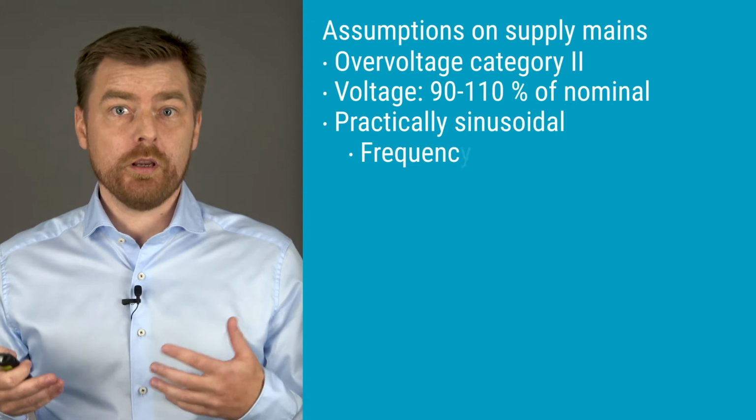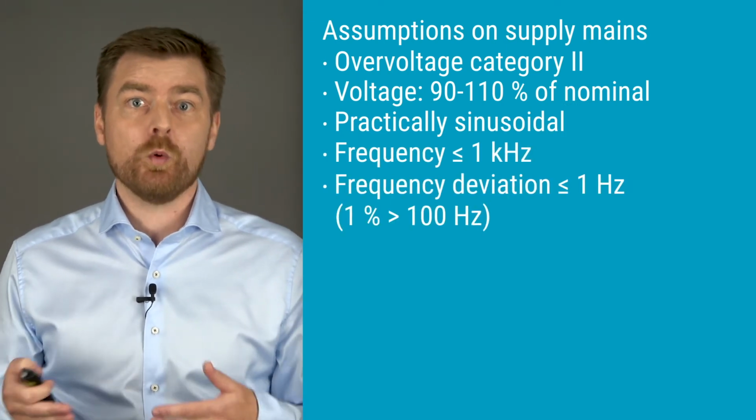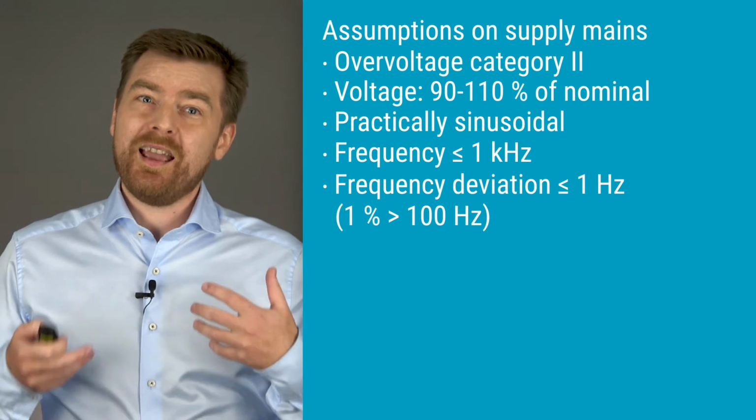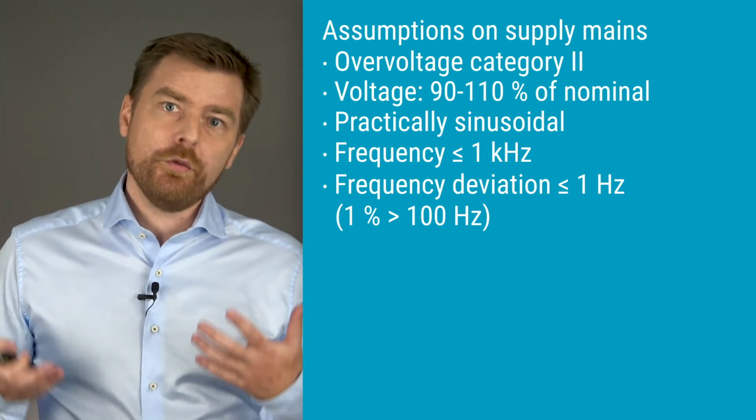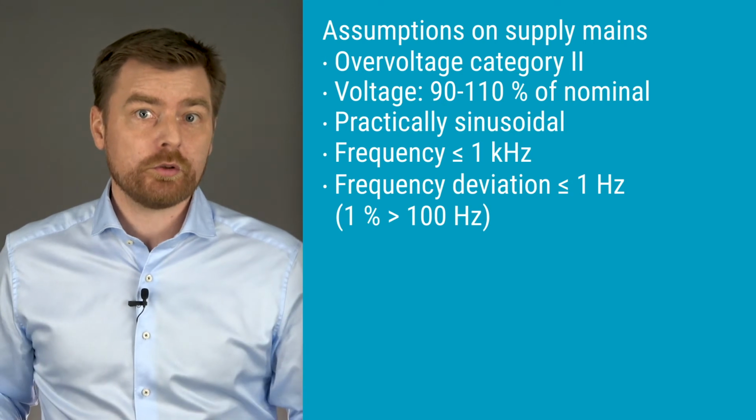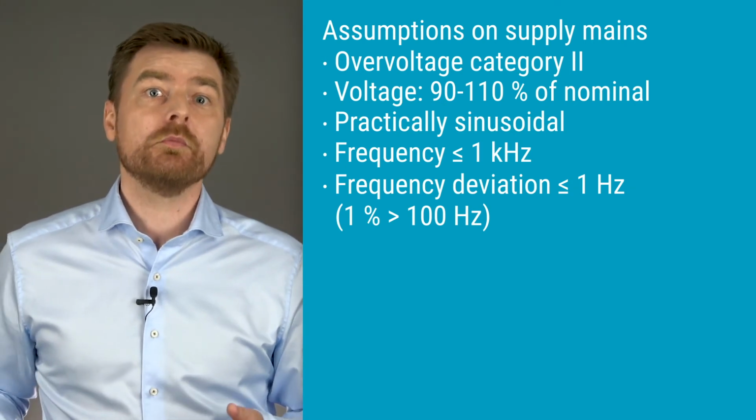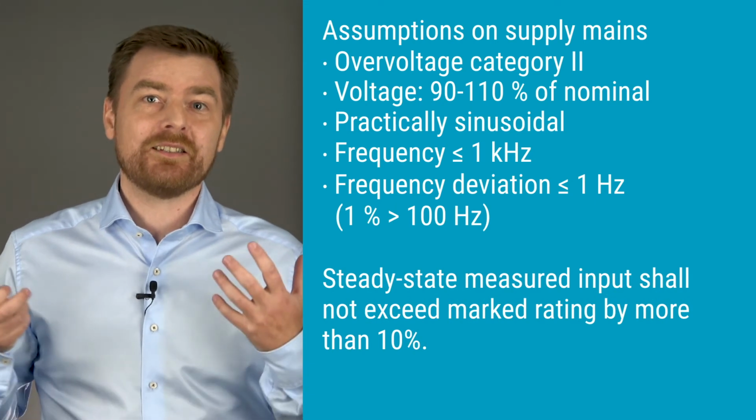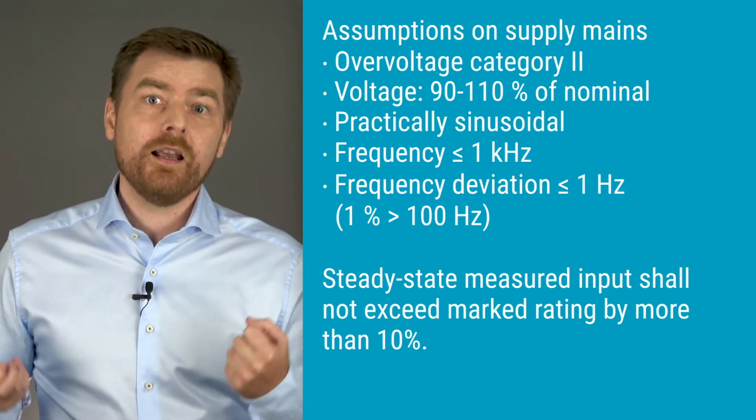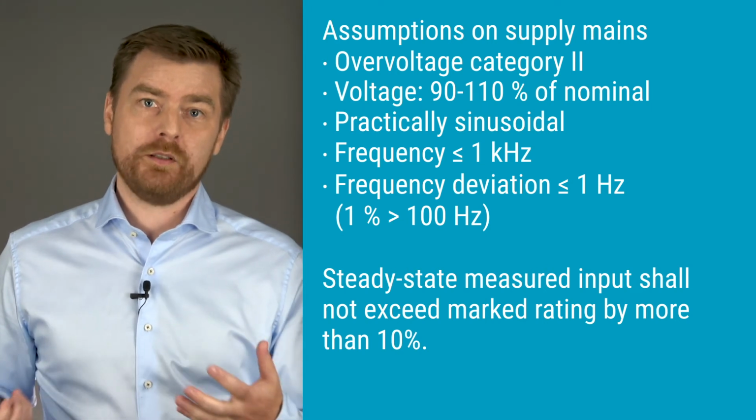You can assume the mains voltage is between 90% and 110% of nominal and practically sinusoidal. The mains frequency is below 1 kHz and the deviation is 1 Hz. Under these conditions, the steady-state input power to the device shall not exceed markings by more than 10%. This was a summary of the general requirements as defined by Clause 4 of the General Standard. Many of these requirements are the key to identify specific requirements according to the later clauses in the standard.